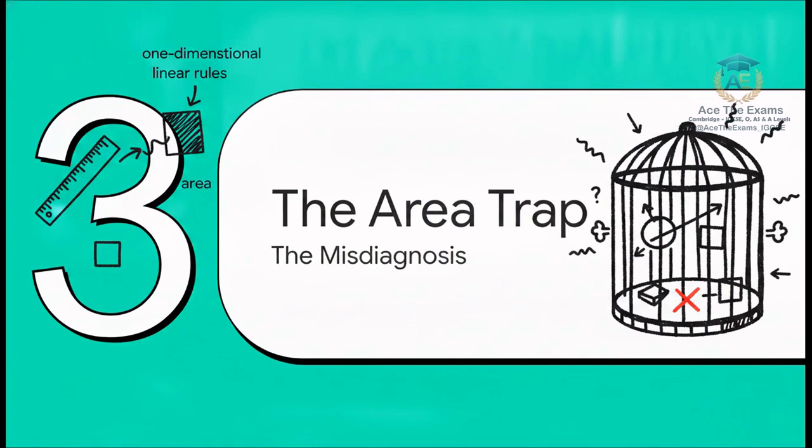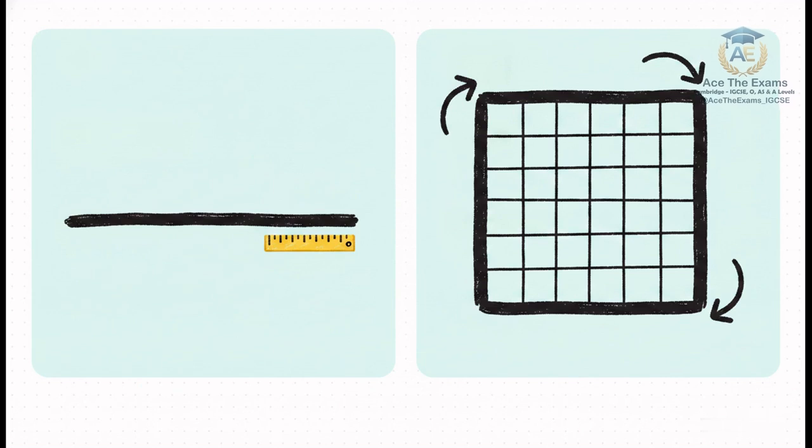Okay, Section 3, the area conversion trap. Let's talk about the misdiagnosis. And this brings us right back to our opening question. In straight-up linear math, 1 meter is 100 centimeters. But an area of 1 square meter isn't just a line. It's a flat square that's 1 meter long and 1 meter wide. So to find the area in centimeters, you don't just use 100. You have to multiply the length in centimeters by the width in centimeters. That's 100 centimeters times 100 centimeters.